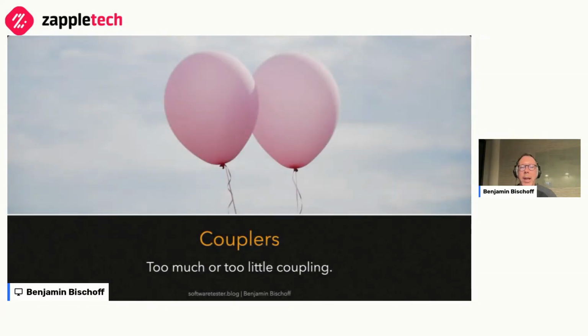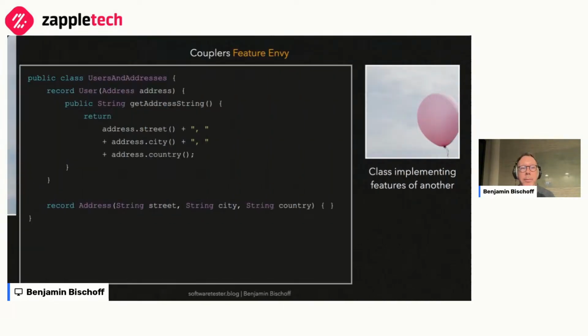We are at the last category, which is called couplers. It's too much or too little coupling between objects in your code. This is feature envy. It's a class implementing features of another. It's kind of like the example with the rectangle that didn't have the code to calculate its own area.